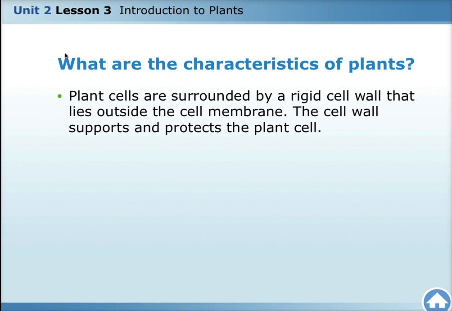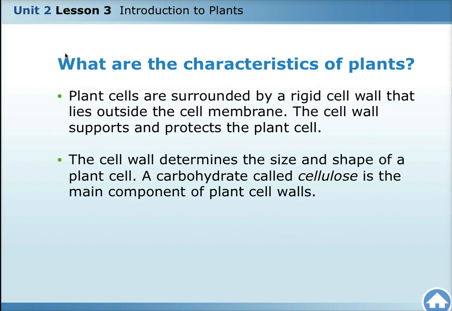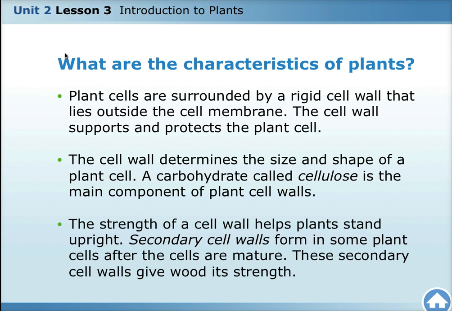Plant cells are surrounded by a rigid cell wall that lies outside the cell membrane. The cell wall supports and protects the plant cell. A cell wall determines the size and shape of the plant cell. A carbohydrate called cellulose is the main component of plant cell walls. The strength of a cell wall helps plants stand upright.